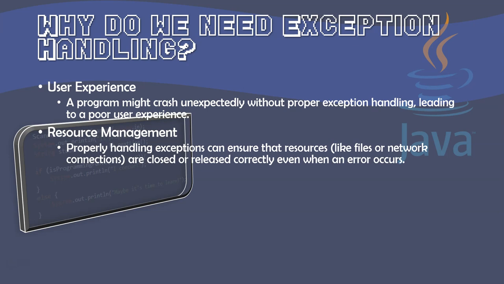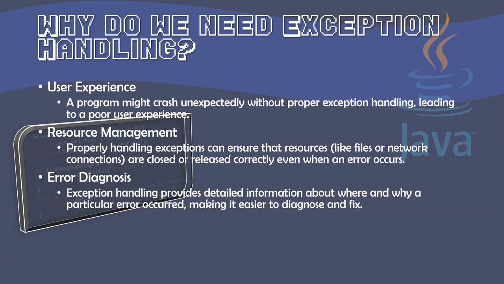Resource management is another common reason we might use exception handling. Proper handling can ensure that resources like files or network connections are closed or released correctly even when an error occurs. We've seen this a little bit with our try-catch when we talked about file input and output and using things like file.close to ensure that those memory resources are properly secured.